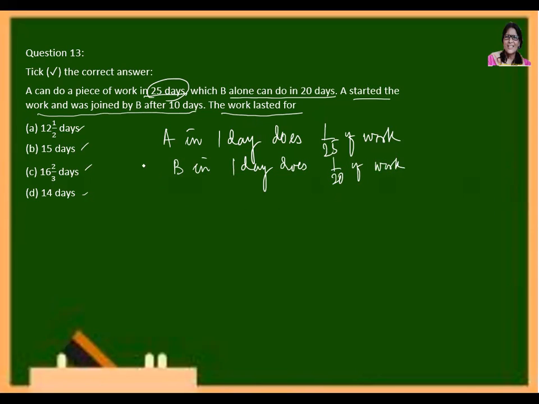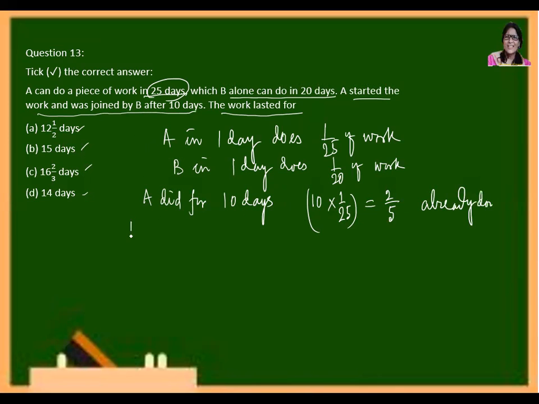A started the work. We don't know how many days A worked, but B joined after 10 days. That means A worked for 10 days without help of B. So how much work was done? 10 into 1 by 25. So it will be 2 by 5 work already done. So how much work is left? 1 minus 2 by 5. 3 by 5 work is left. So it is done by whom? It is done by both A and B. Now work done by A and B in 1 day.